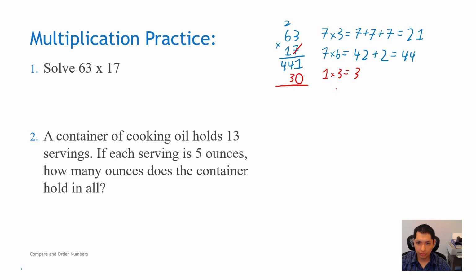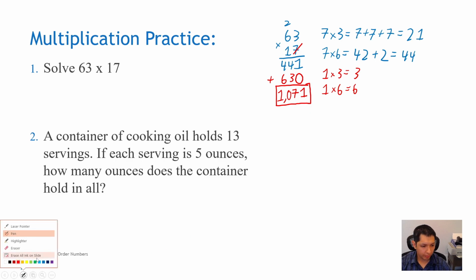Next, I am going to do 1 times 6, and that gives me 6. So I add 6 here, and then I'm going to add the two numbers because I have found the second partial product. I now have 1 plus 0, which is 1, 4 plus 3, which is 7, and 6 plus 4, which is 10. So the answer here is 1071.